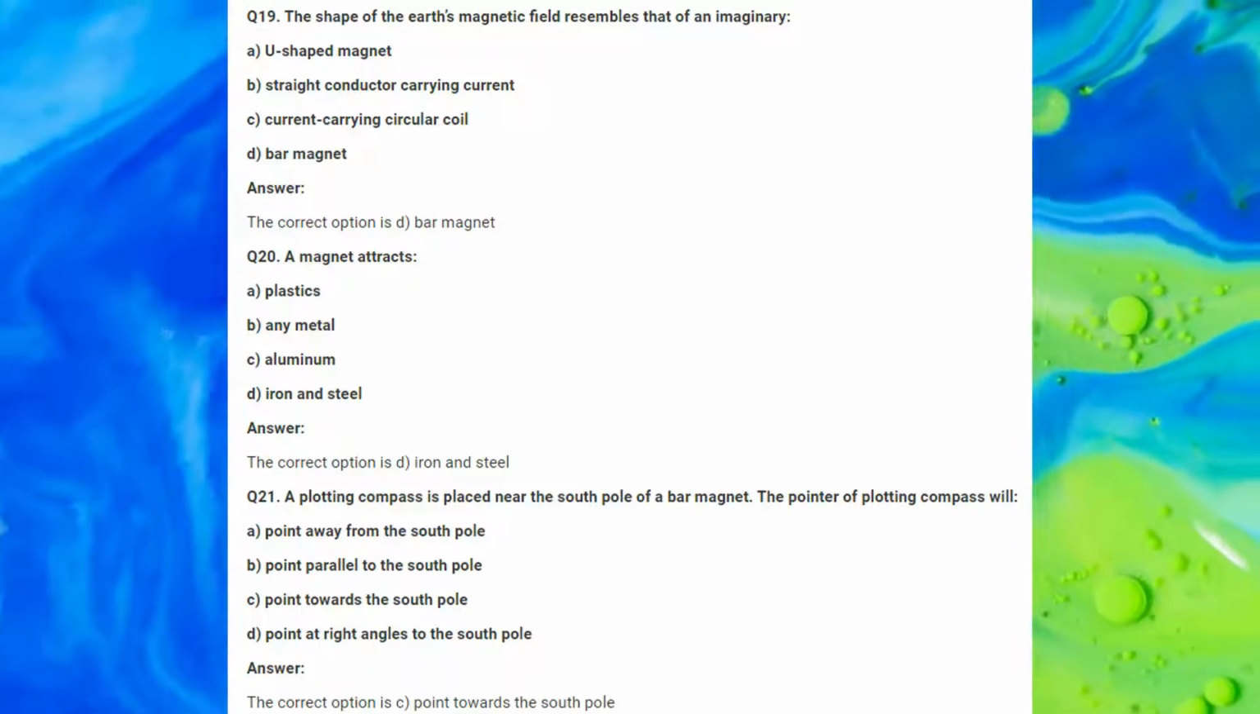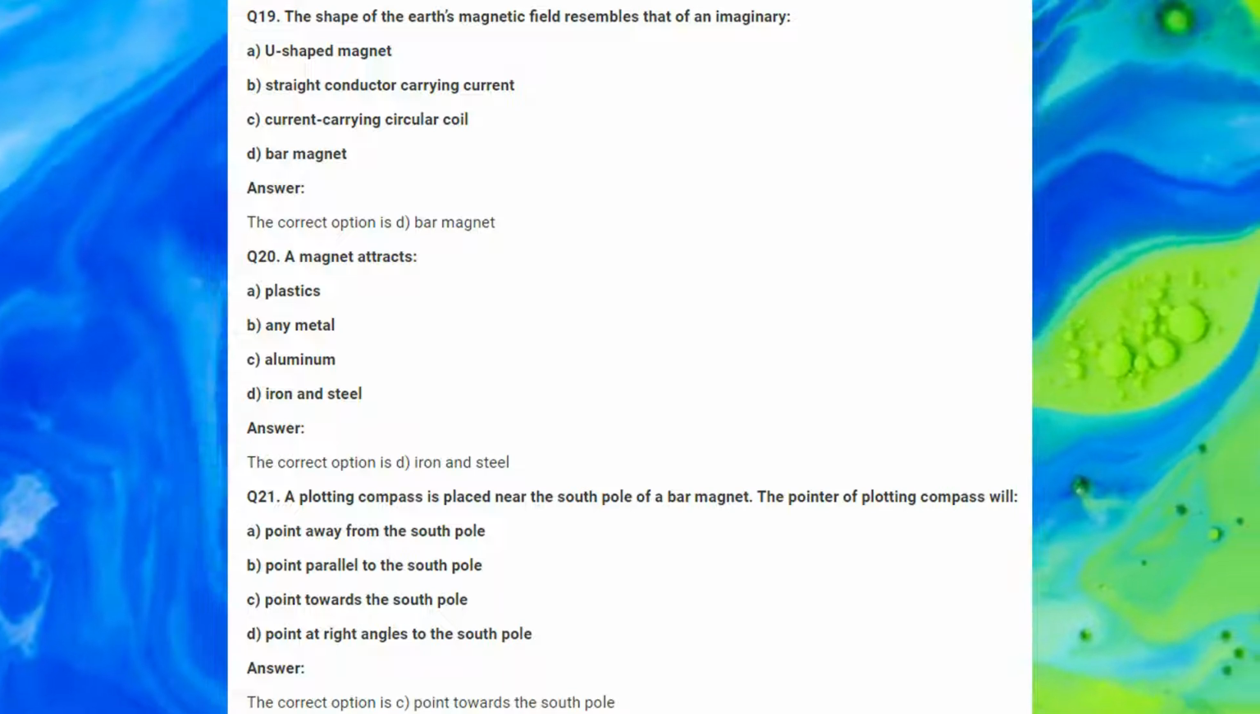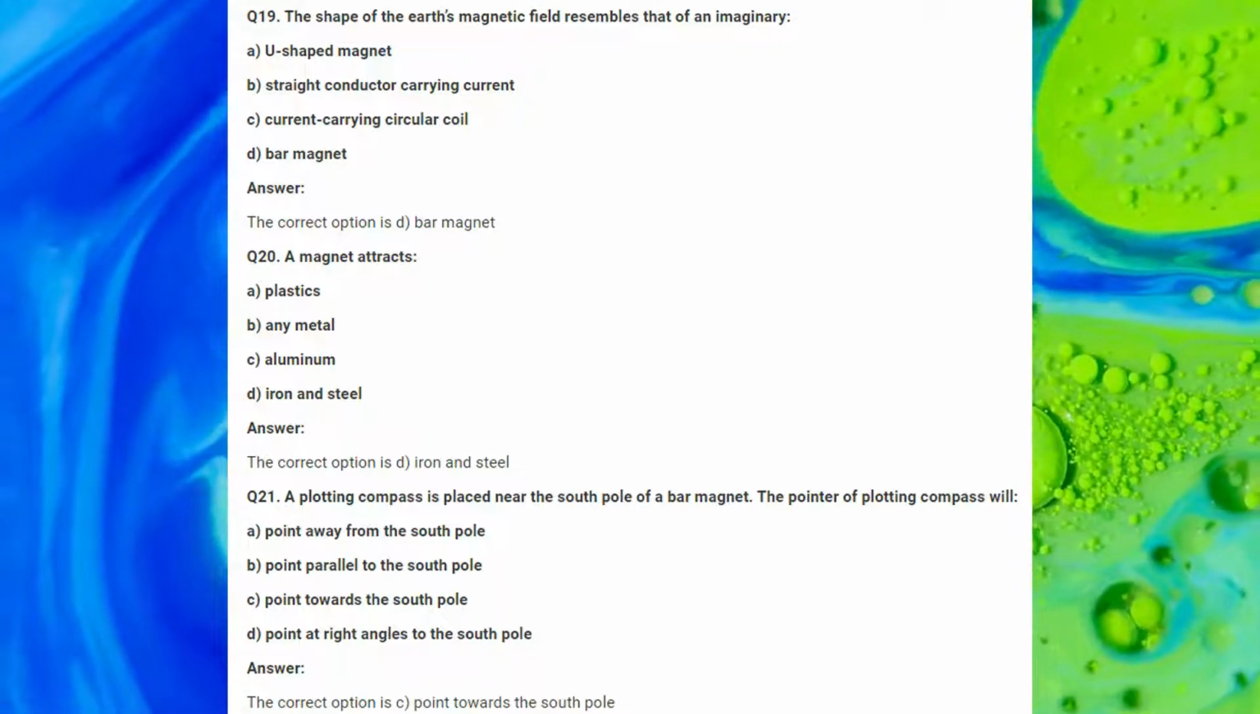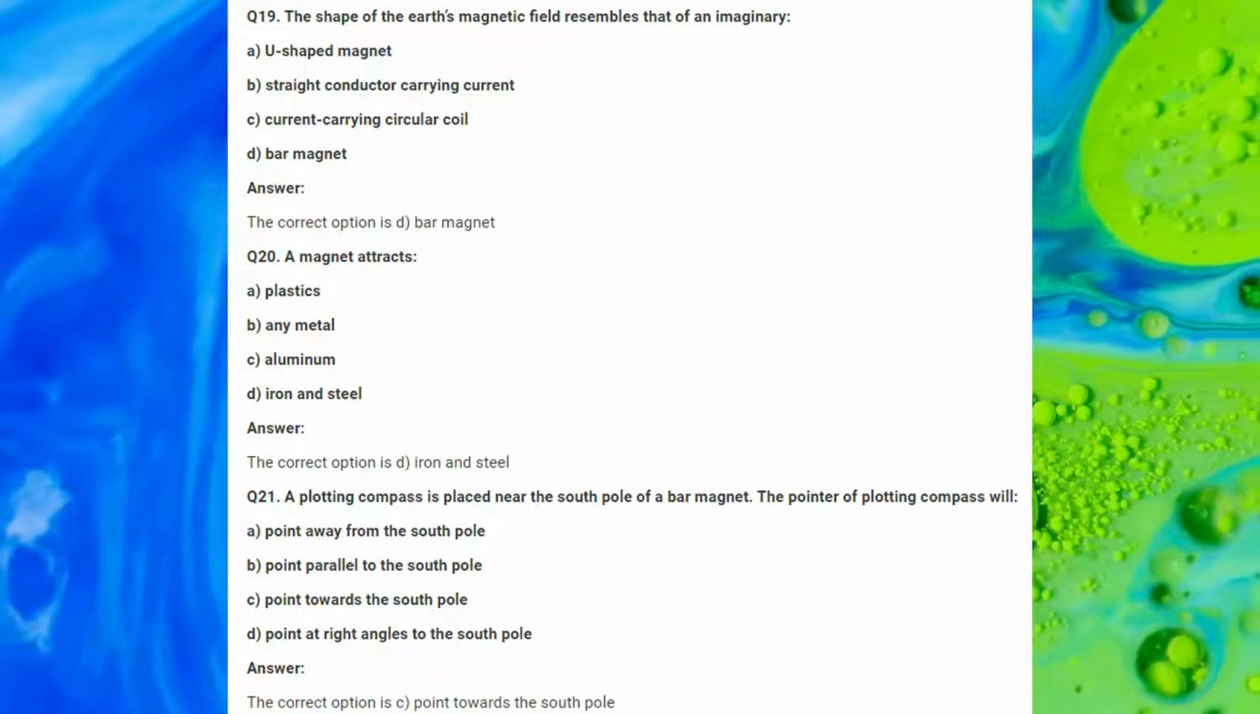Current carrying circular coil. D. Bar magnet. Answer: the correct option is D. Bar magnet.